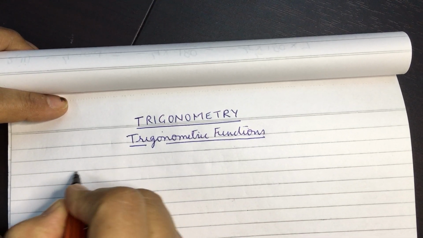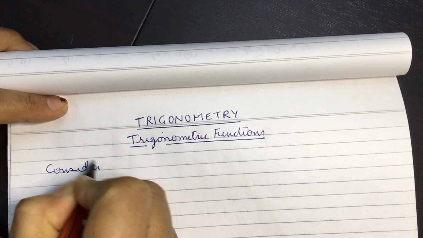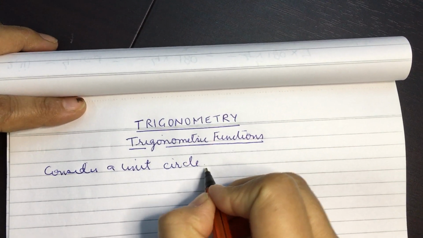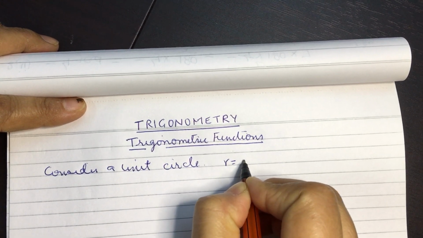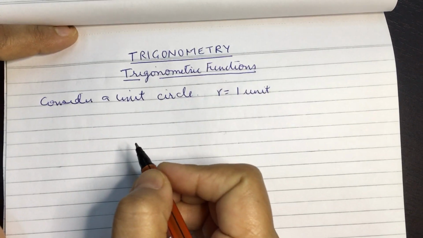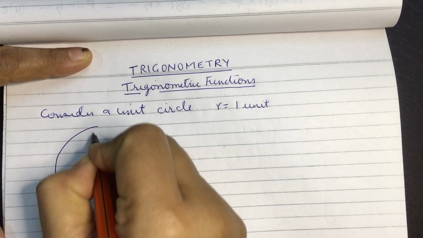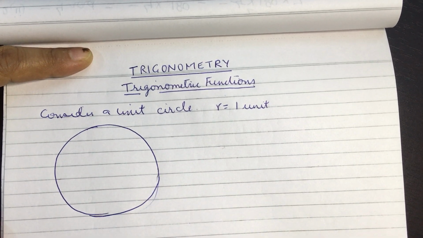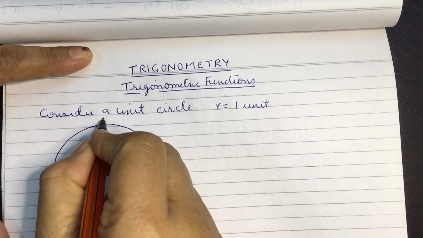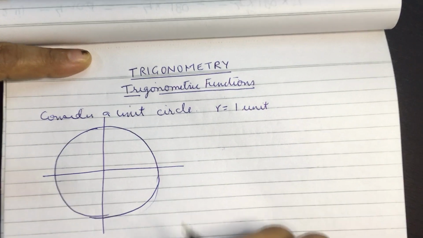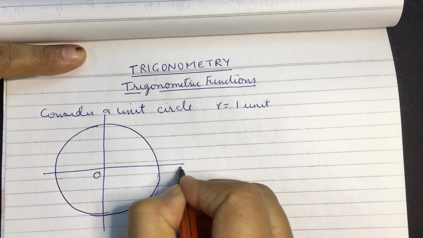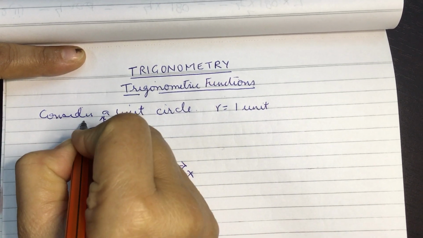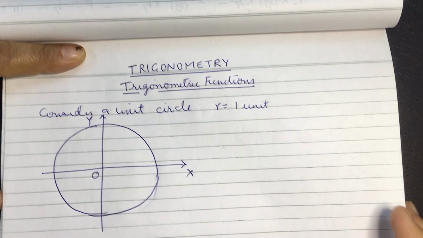Now what we do is consider a unit circle. Now what do you mean by a unit circle? Circle having radius equal to 1 unit. Okay. So in this, we have considered a unit circle and take it in such a manner that the center coincides with the origin of the xy plane, and the xy plane is something like this.